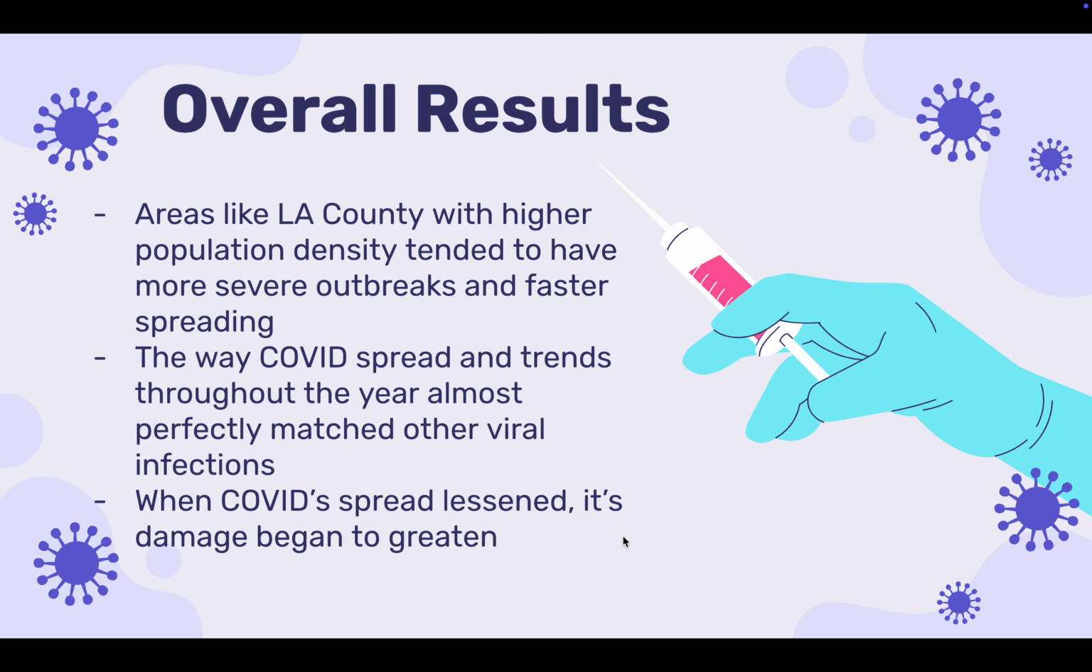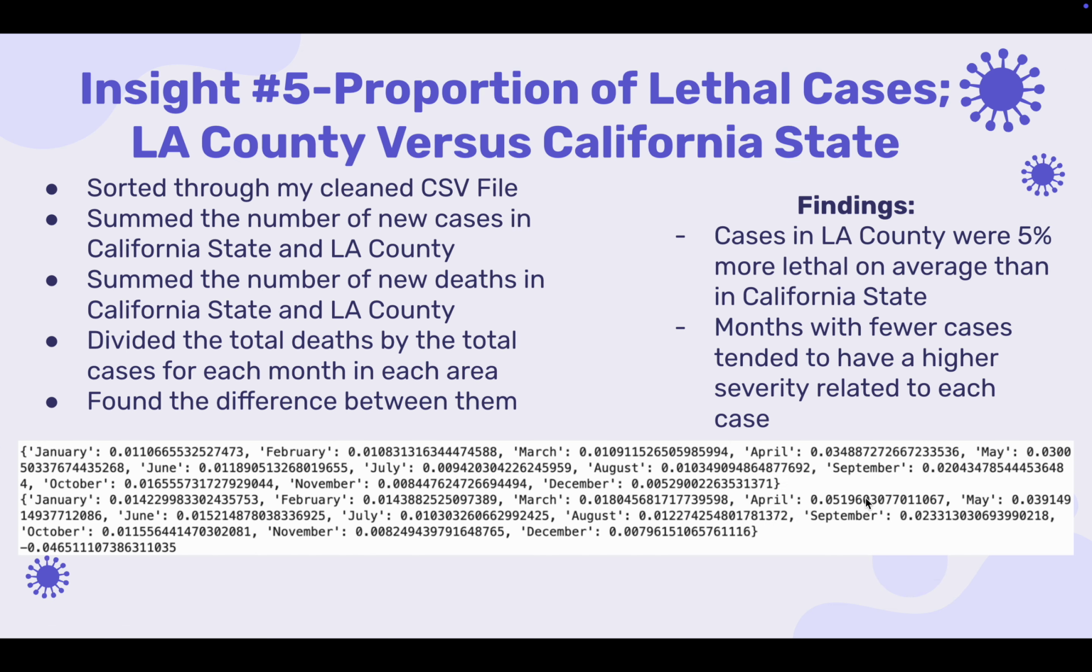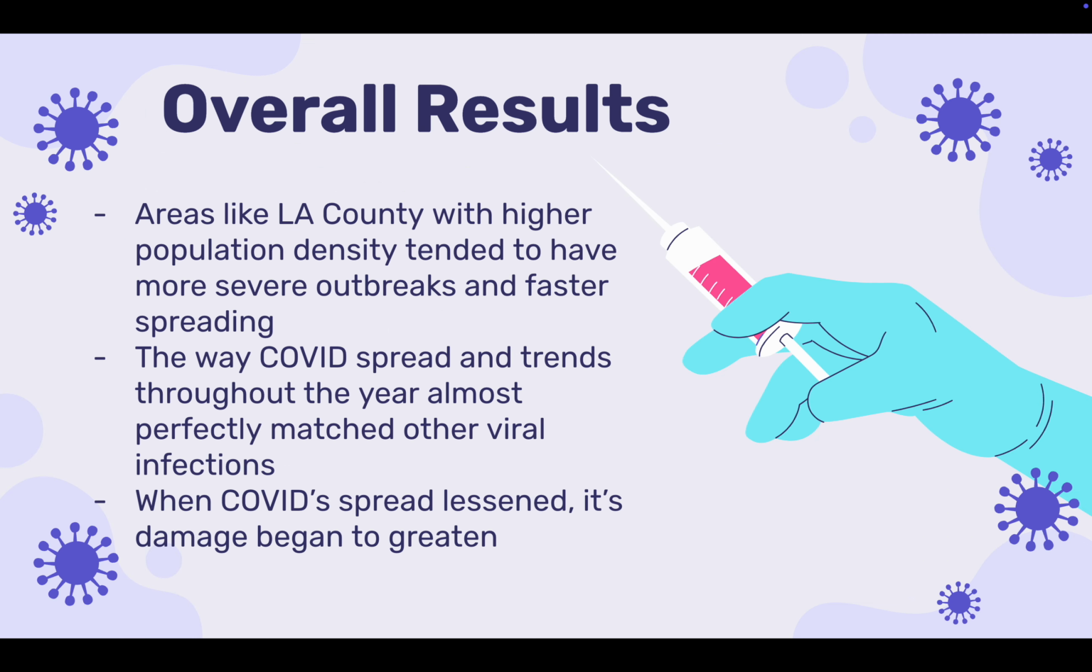And then finally, when COVID spread lessened, like in months, you can see here, in months like April when we had hardly any cases, about 5% of cases turned lethal. So as the virus stopped spreading as much, it just began to strengthen. So this was super interesting to find.